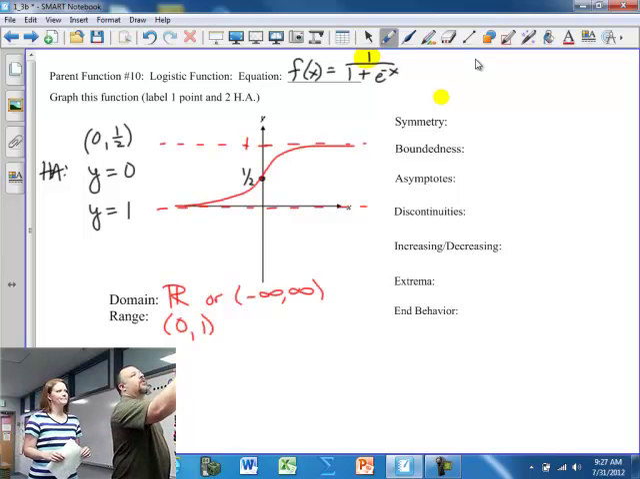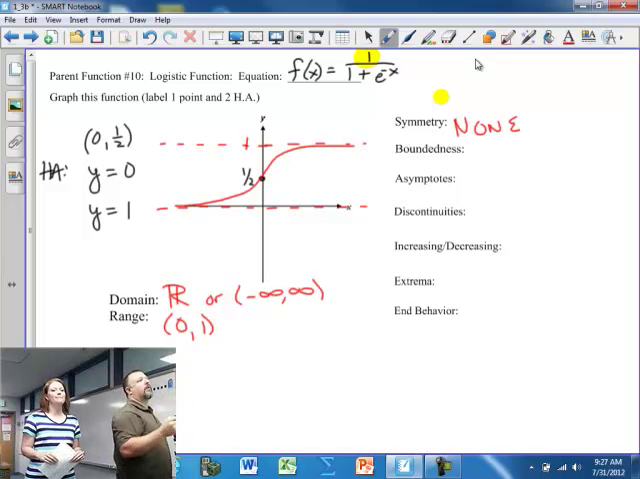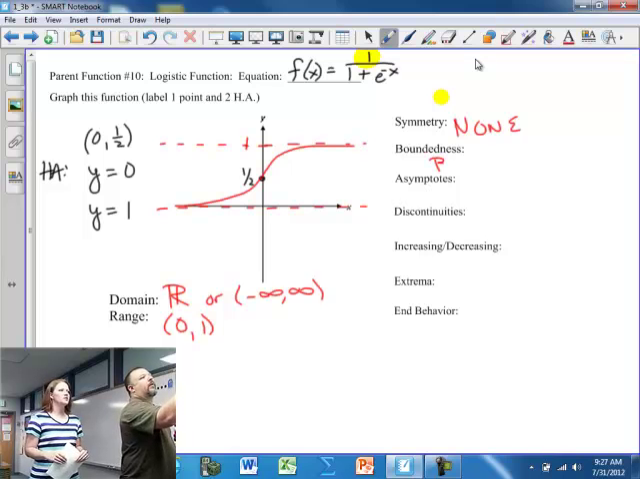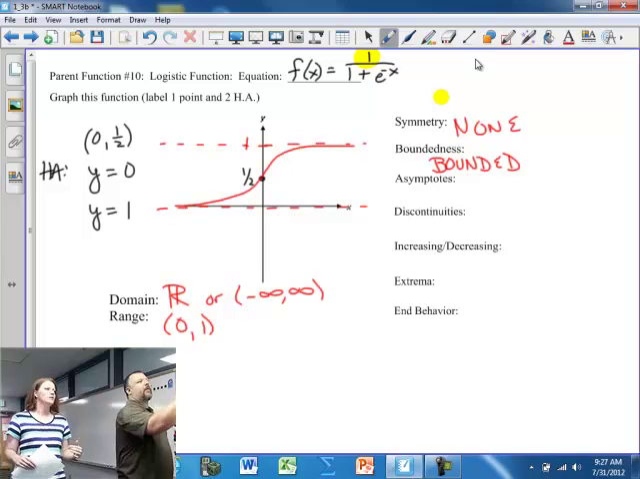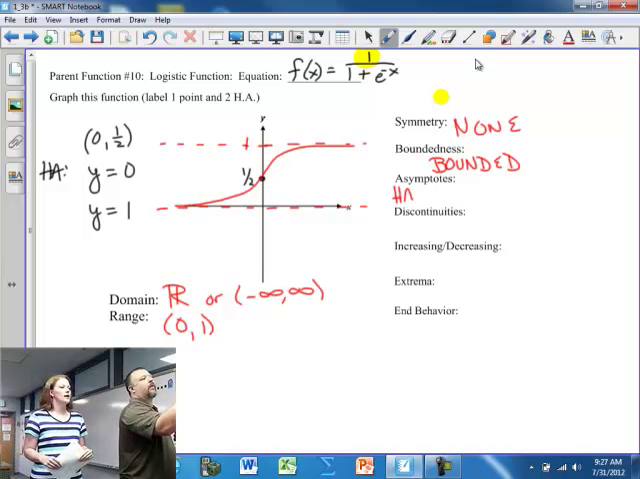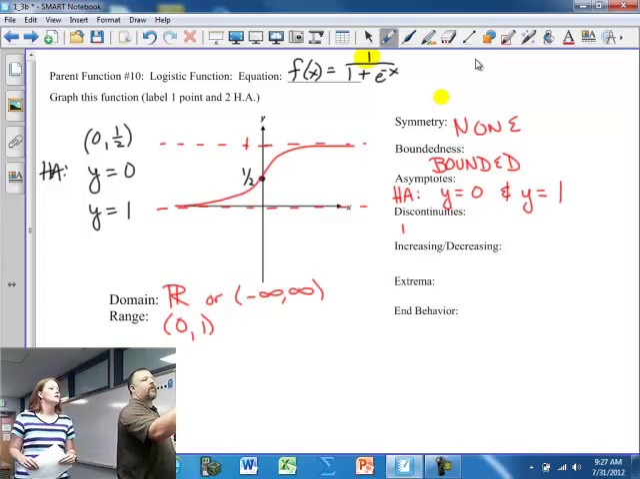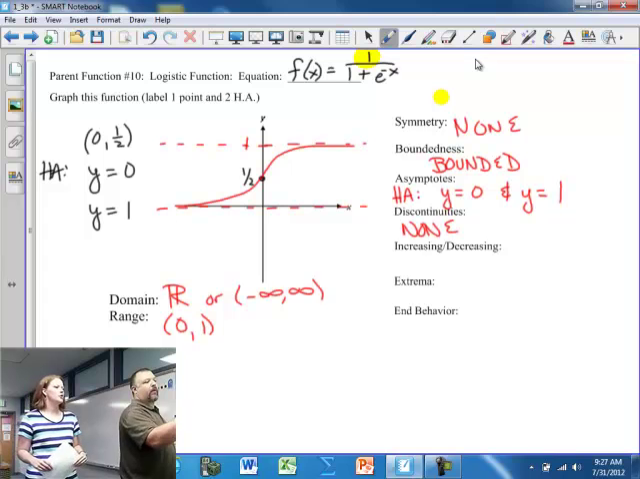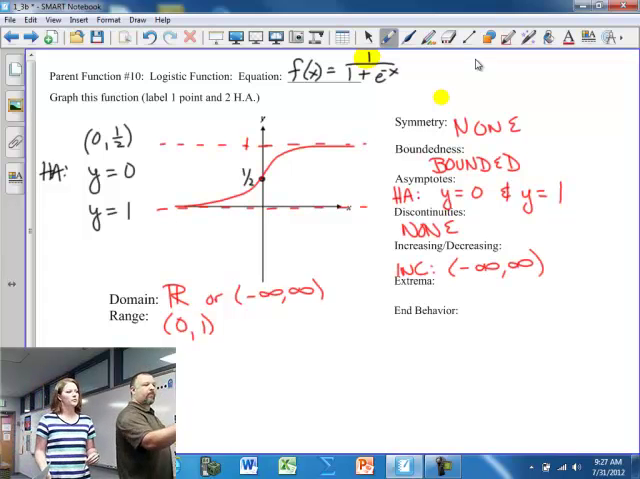There is no symmetry. None. But this time we're going to say bounded. And remember from our definitions in 1-2, bounded means bounded above and below. Okay? There are two horizontal asymptotes, so they are at y equals 0 and y equals 1. There are no discontinuities. And we are increasing on the entire domain from negative infinity to infinity. There are also no extrema.